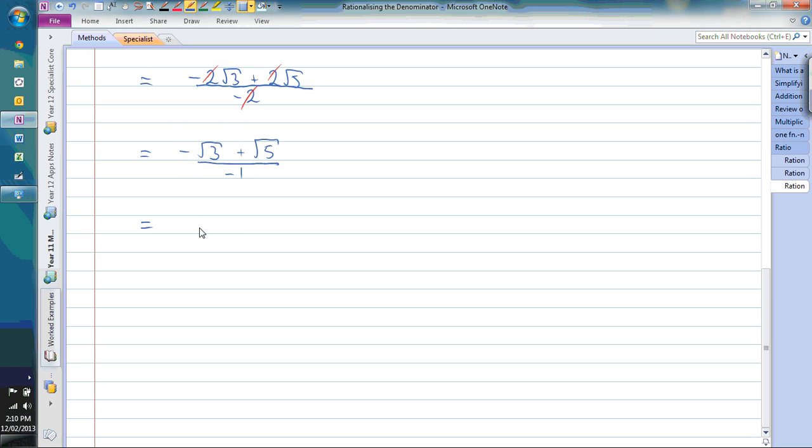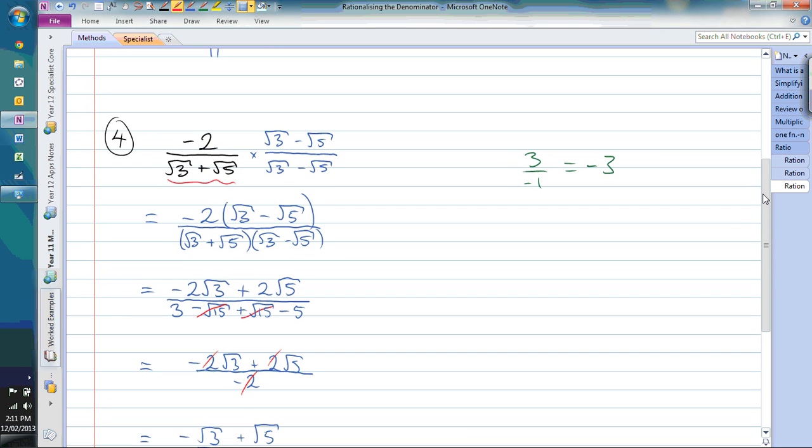So make this into a positive square root of 3, make this one into a negative square root of 5. And this is the rationalised form of what we started with.